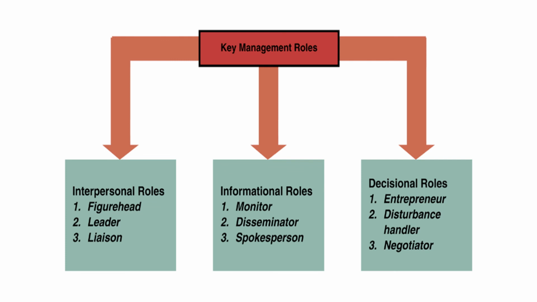So we have different management roles. So we have interpersonal roles, informational roles, and decision roles. So as for interpersonal roles, managers act as a leader, as a figurehead, as a liaison. For informational roles, managers are monitors, disseminators, and also spokespersons. For decision roles, managers are entrepreneurs, disturbance handlers, and negotiators.